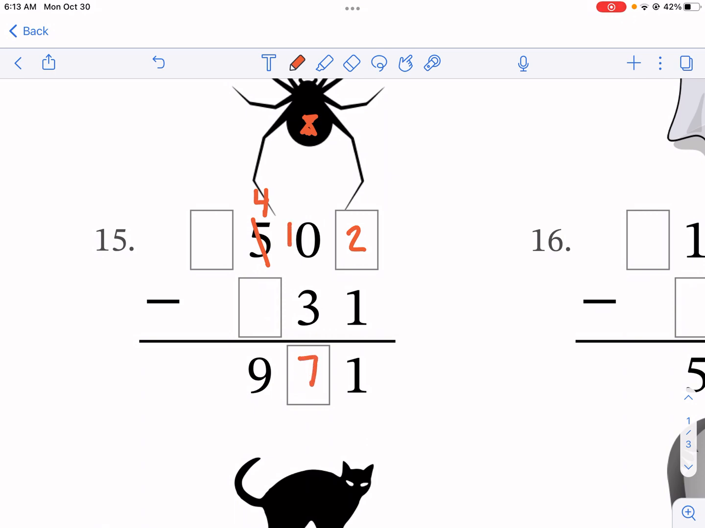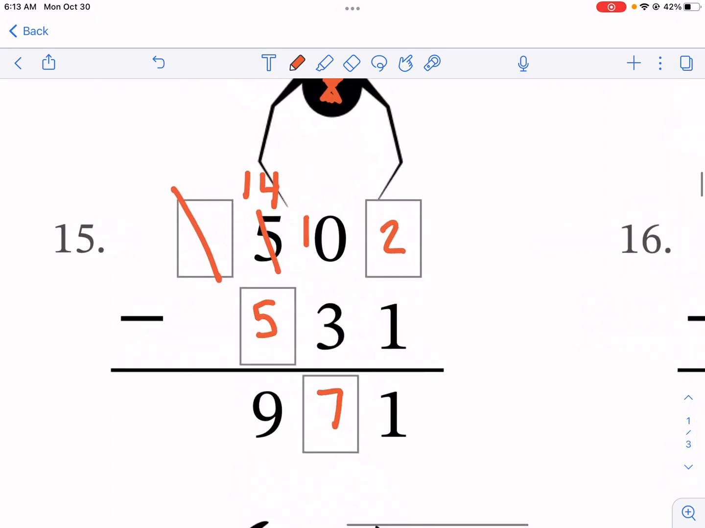But now we have another problem. 4 minus something equals 9. Can't do that. So we need to borrow from this one and make this 14. So now we know that 14 minus something equals 9. That's 5.